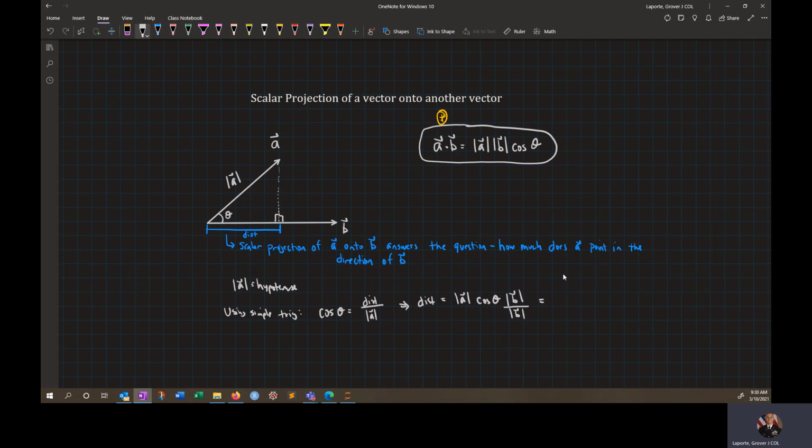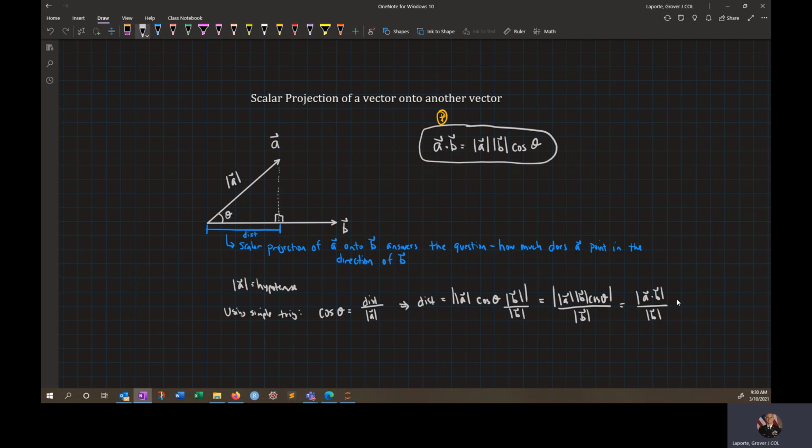Then we get something that looks like this: the magnitude of A, magnitude of B times the cosine of theta, over the magnitude of B. And since we're finding a distance, we have to make sure it's the absolute value, especially when you bring the cosine in. I don't have to worry about the denominator because the magnitude of B will always be positive. Then we know that it's the absolute value of A dot B over the magnitude of B. So that's where the formula comes from.